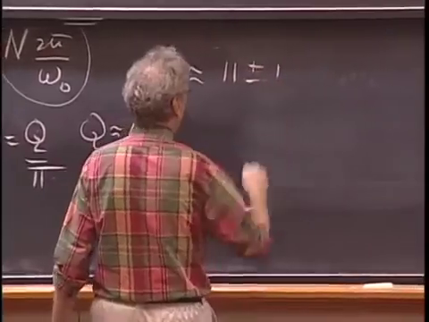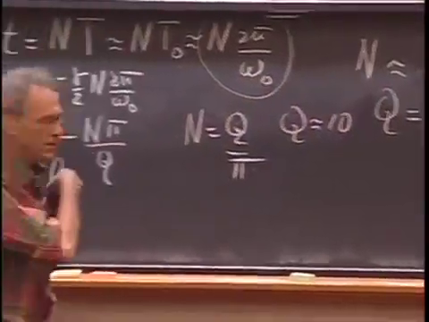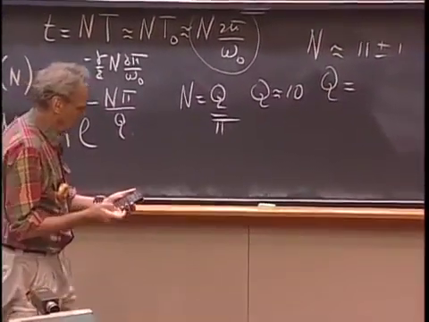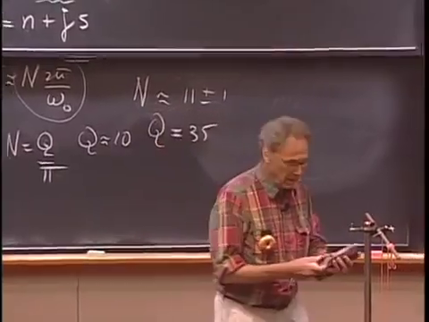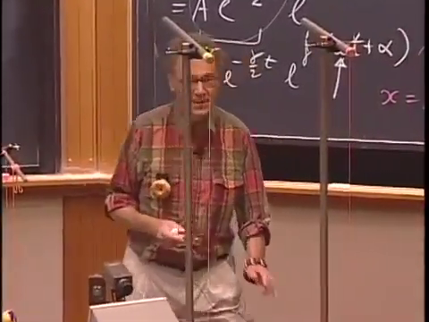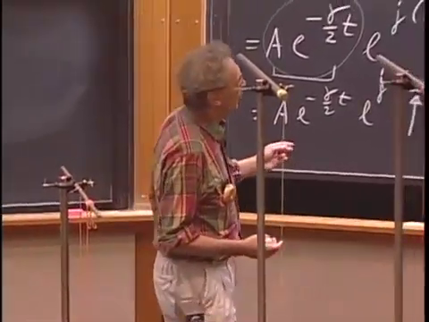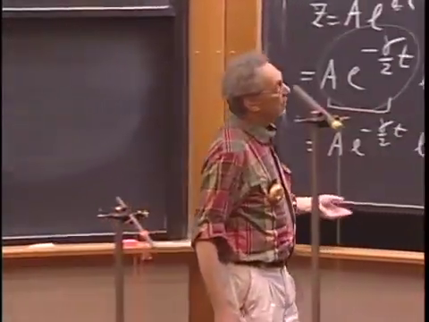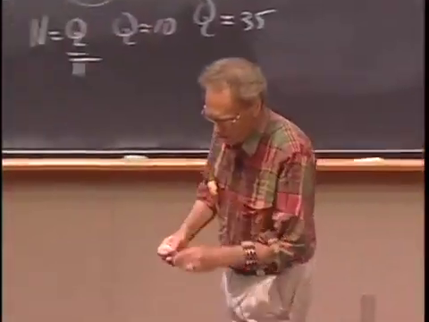So n is about 11, maybe plus or minus 1, 10% uncertainty. And so Q then is about pi times higher. It's a crude measurement, but very roughly you would get then pi times 11, about 35. That means the damped frequency is almost identical to the undamped frequency, because remember this equation, the 1 over 4. Oh, I erased it perhaps, but you have it up there. If Q is 35, you can see how close omega is to omega 0.